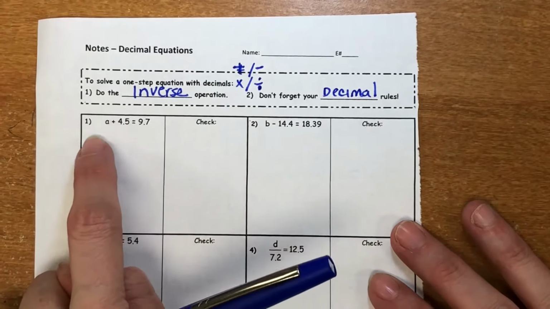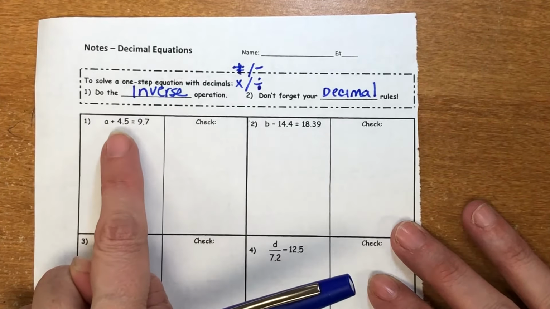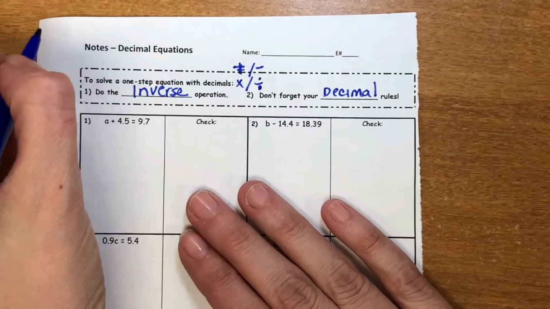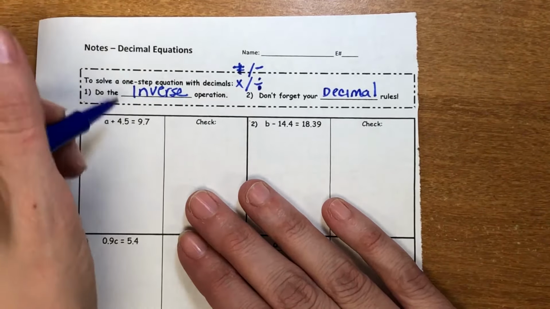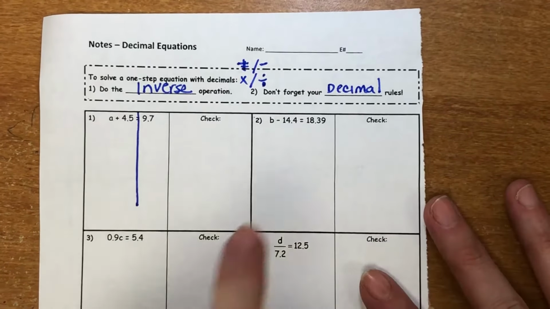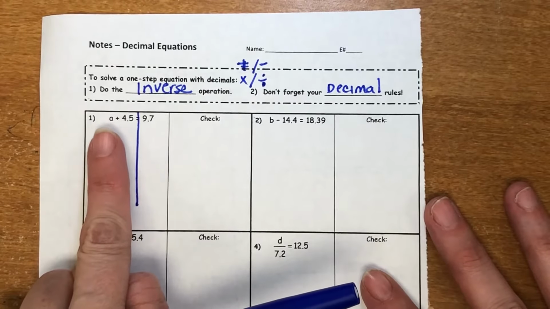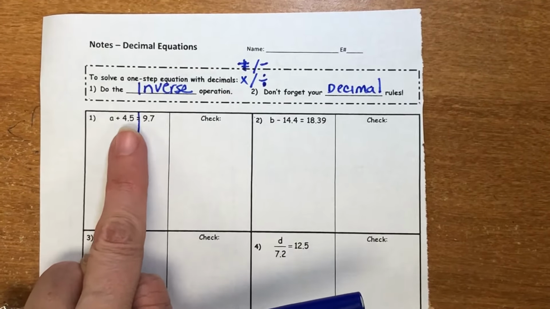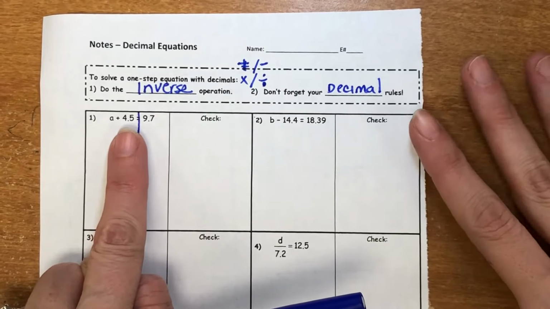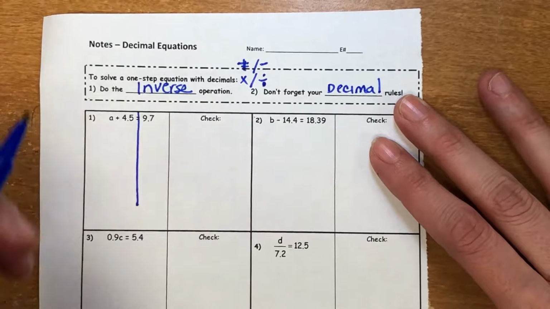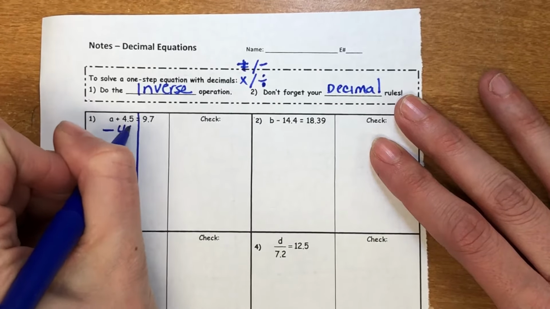So let's take a look at number 1. I have a plus 4 5/10 equals 9 7/10. Okay, again, just like the equations that we did before, we are going to put a line through the equal sign, and we're going to look at the side where the variable is. As you can see, I'm adding to the variable. I'm adding 4 5/10, so I want to do the inverse operation. So instead of adding 4 5/10, I'm going to subtract 4 5/10.